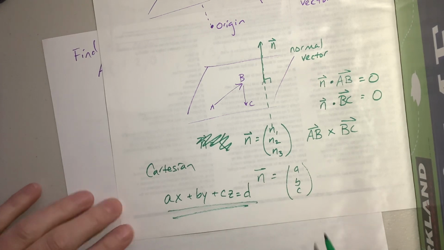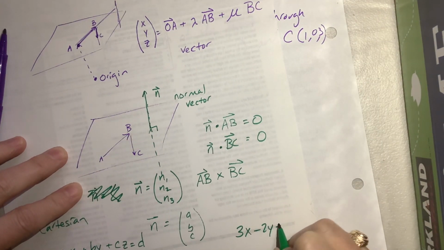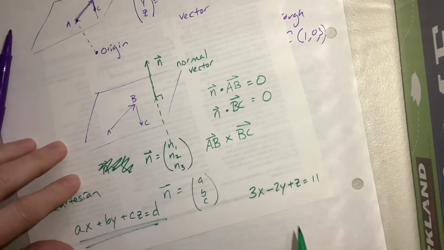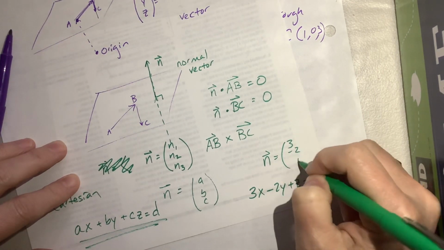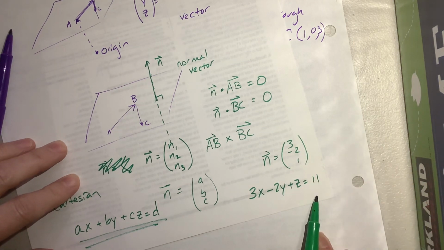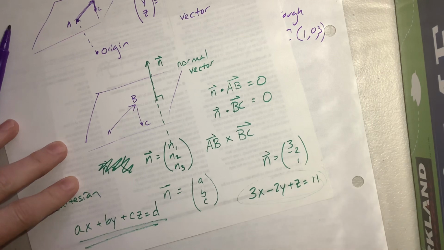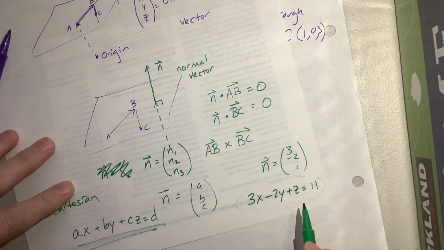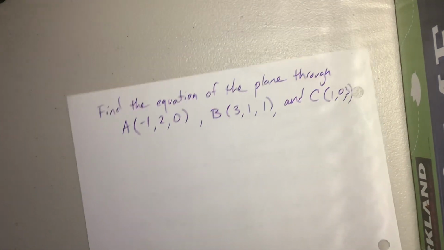If I have something like 3x minus 2y plus z equals 11, the normal vector would be the vector 3, negative 2, 1. That's going to be normal to this plane. This is something we would have seen when we were solving systems of 3 variable equations, and so it all comes together. Okay, let me not get ahead of myself.